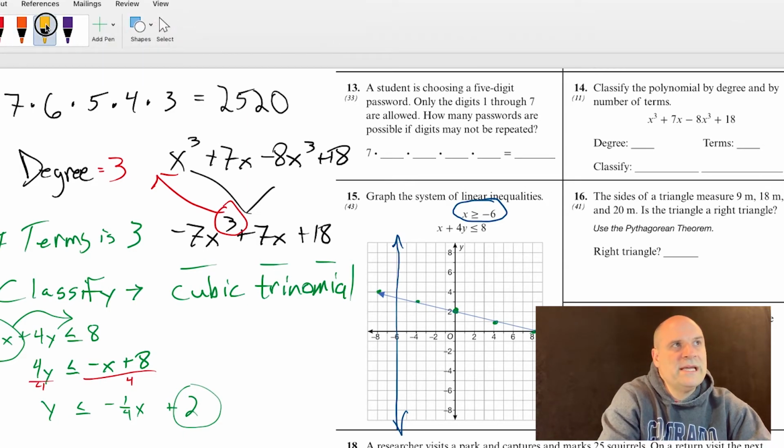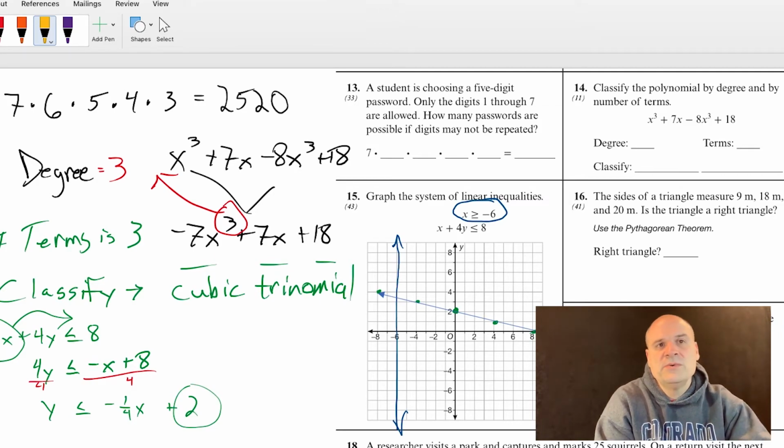So now we're gonna shade. Well, where are we shading? We're shading to the right of this vertical line, and it looks like we're shading below this line. So it's going to be, what's to the right of this line and below this line? This section right here.